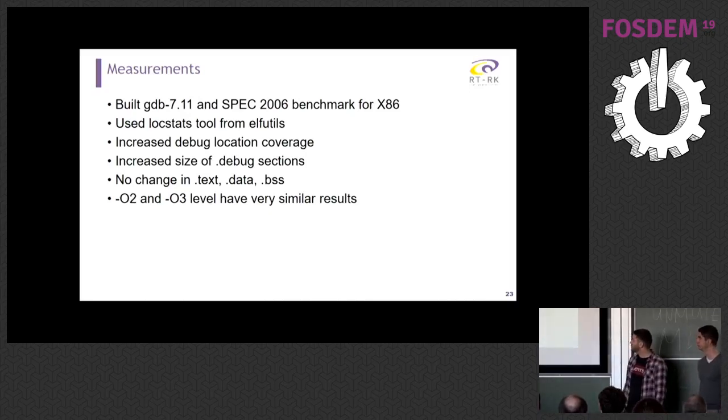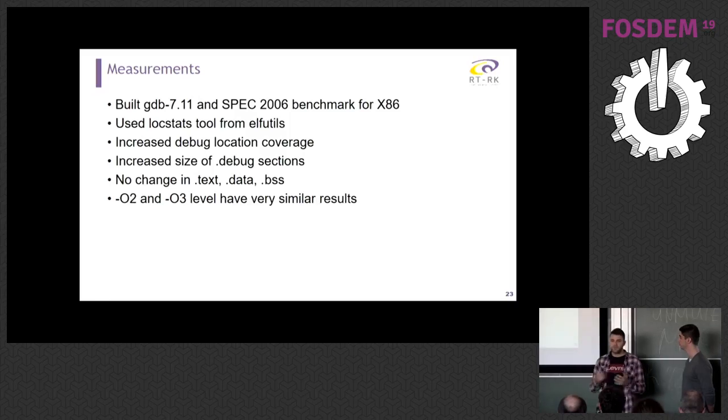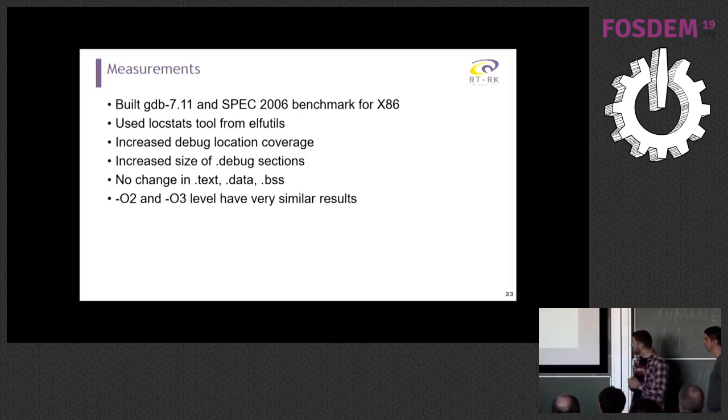We noticed an increment in debug location coverage. Also, we didn't touch code generation, which is very important. There is no change in the text, BSS or data sections. There is only a change in the .debug sections, as expected. And just to mention that for the O2 and O3 levels, we noticed very similar results.